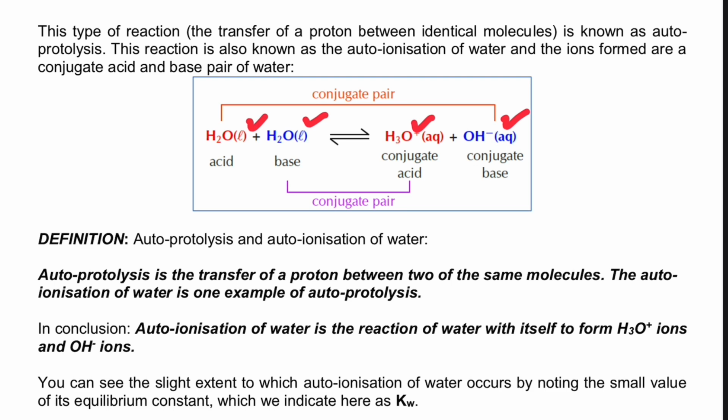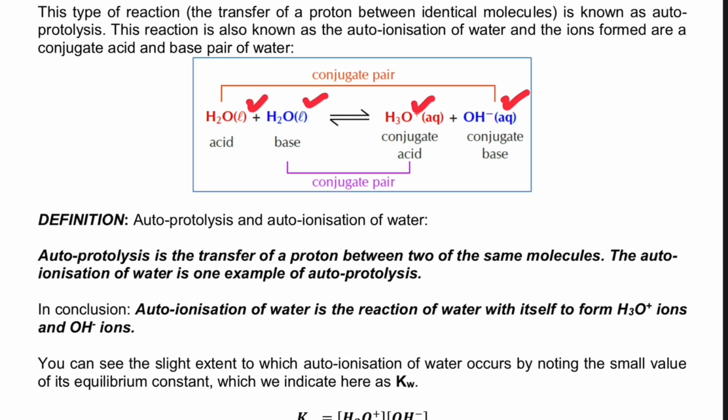This is what we call autoprotolysis. It's the transfer of a proton between two of the same molecules. We have a transfer of a proton here between H2O and H2O essentially. But what is the consequence of this? It leads us to the autoionization of water. It's the reaction of water with itself to form H3O plus ions and OH minus ions.